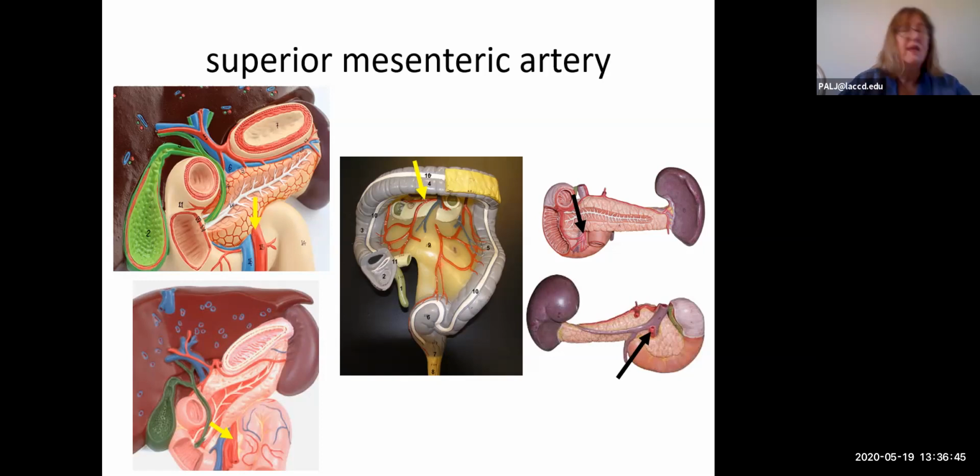Now, recall that the superior mesenteric artery sends blood to all of the small intestines, both the right and the left side, but then it also sends blood to the right side of the large intestine. So specifically, we are looking at the cecum, the appendix, the ascending colon, and the right side of the transverse colon. So if you look at the large intestine model, when you see blood vessels going to the right side of the large intestine, these are all going to be branches of the superior mesenteric artery.